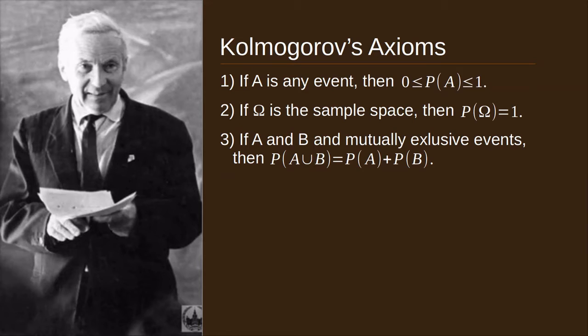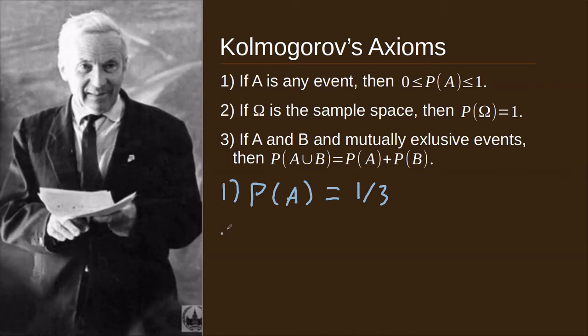So the first axiom states that for any event, the probability always lies between 0 and 1. So let's take an example. If we take the event A that we had before, in other words, that you roll a 1 or a 2 on a fair die, then the probability of that event A is going to be equal to 1 over 3, which is clearly a number that is between 0 and 1.